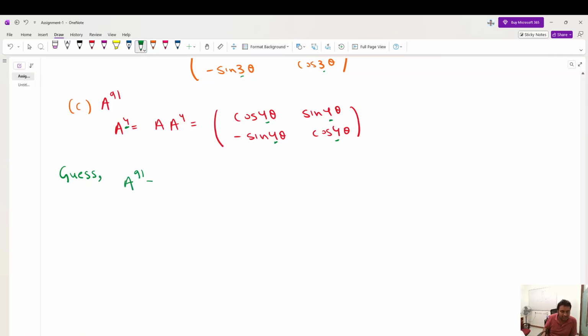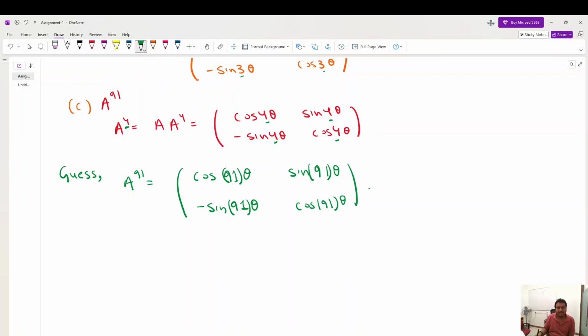a to the power 91 should be cos 91 theta sine 91 theta, minus sine 91 theta cos 91 theta. Let me write 91 like this because otherwise it looks weird. That is your guess, right? But you have to compute it, right? But is this 91 special? Your guess should say this should happen for every natural number, right?